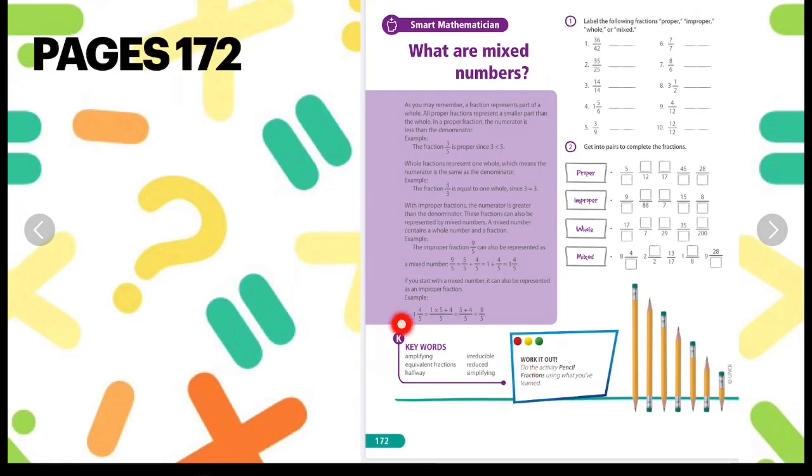On this page, we'll observe the keywords, observe the context box in purple, and observe that it tells you the type of fractions that exist. Now, let's read the keywords: amplifying, equivalent fractions, halfway, irreducible, reduce, and simplifying. In this part, we're going to talk about fractions and the types of fractions, improper fractions, mixed fractions. Remember that we saw this topic already in the 3rd book, and this is like a review to reinforce this knowledge.